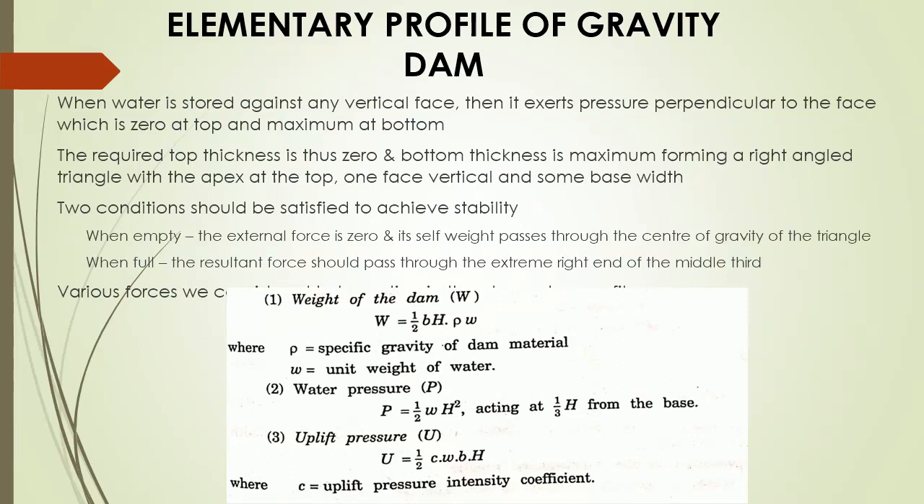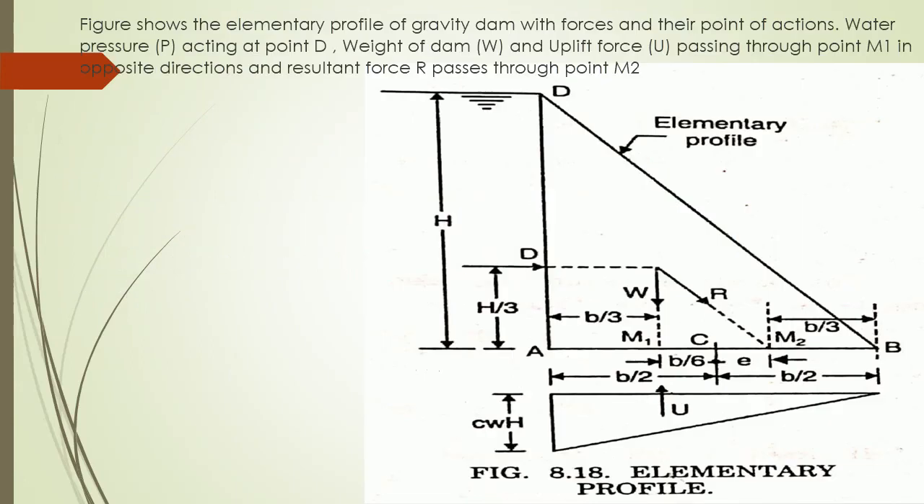Various forces we consider to be acting in the elementary profile are given here. The figure shows the elementary profile of a gravity dam with forces and their points of action. Water pressure P acts at point D, weight of dam W and uplift force U pass through point M1 in opposite directions, and resultant force R passes through point M2.